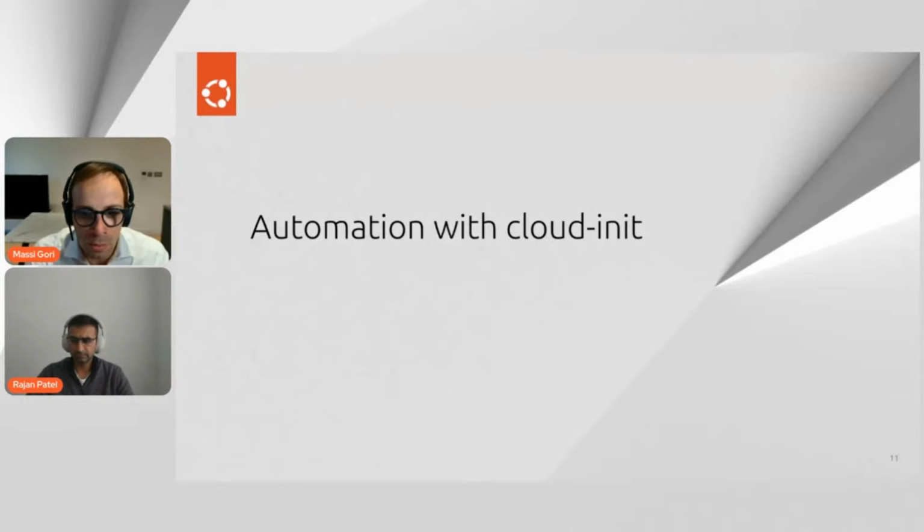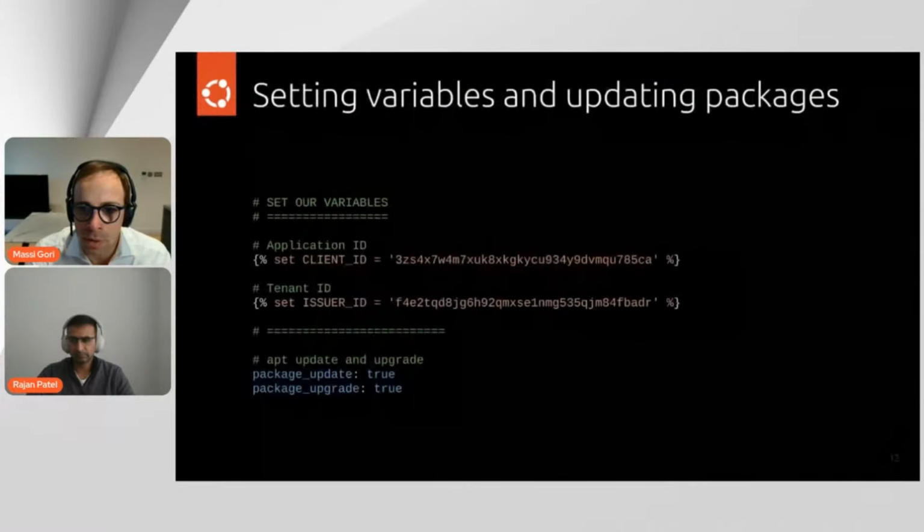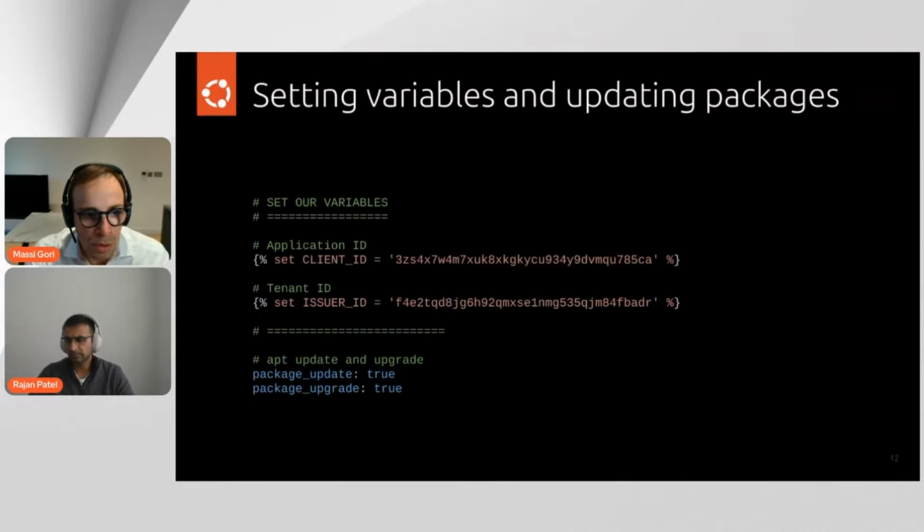In the following slides, we will show some snippets of how you can leverage cloud-init to automate installation. So in the first section of the cloud-init file, we can basically set our variables, in this case, the client ID and the issuer ID. Right now, we are setting this file here, but you can also fetch these values from a secret management store that sits outside of your machine.